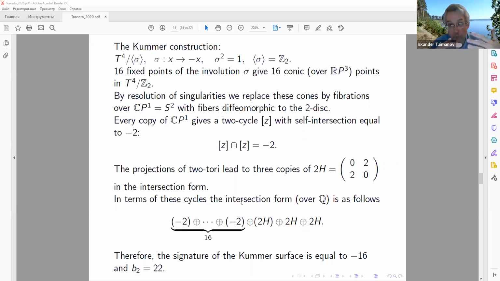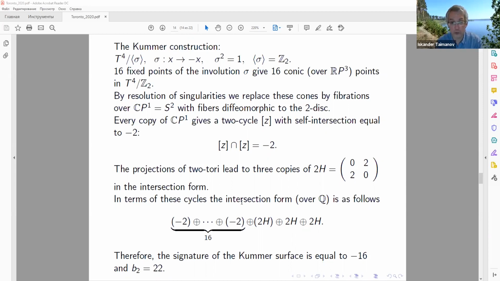Speaking about the situation with the tangent bundle of S2, we have the cycle S2, which has a self-intersection index equal to 2, because 2 is the Euler characteristic of the 2-dimensional sphere. The Euler characteristic of the 2-dimensional sphere is exactly the index of self-intersection of the zero section of the tangent bundle. So every copy of CP1 in this case is replaced by a 2-cycle Z with self-intersection equal to -2, because of the orientation. So we have 16 new generators of H2 over Q, the rationals.